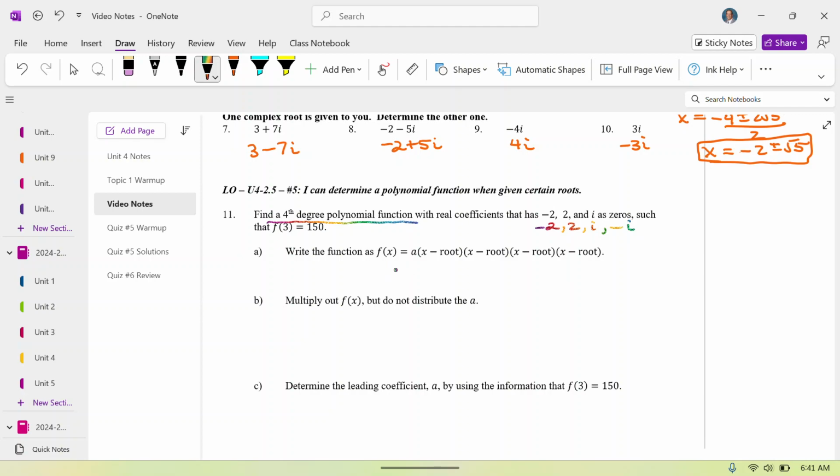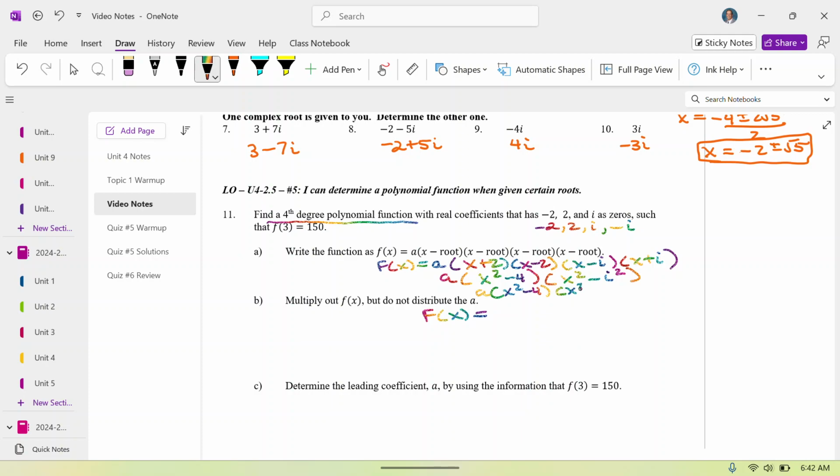So you're going to write this as factors. So it's going to be f of x equals a. A is just the leading coefficient. And then it's x plus 2, x minus 2, x minus i, x plus i. All right, now you're going to multiply out x, but don't distribute the a, leave the a out. So for example, here, when you multiply conjugates, it's just a squared minus b squared, so it's x squared minus 4. And here it's x squared minus i squared. But remember, i squared is negative 1.